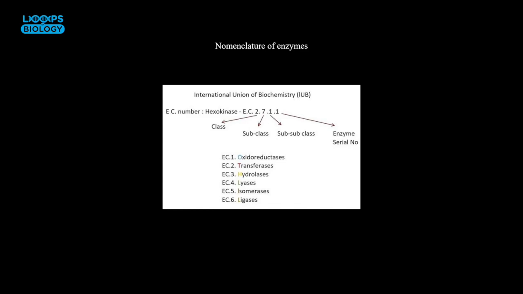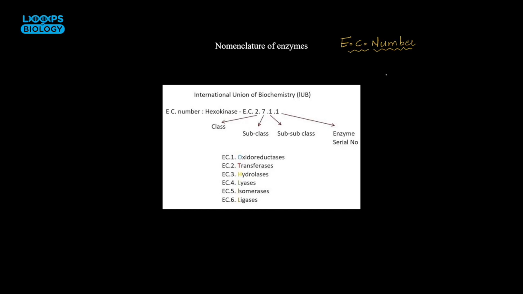So what is nomenclature? Actually, the nomenclature that comes to your mind whenever the enzymes are there, they are divided based on EC number. It is completely dependent on EC number, and that EC number contains class, subclass, sub-subclass, and enzyme serial number.